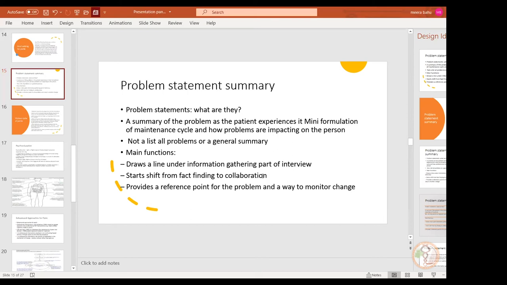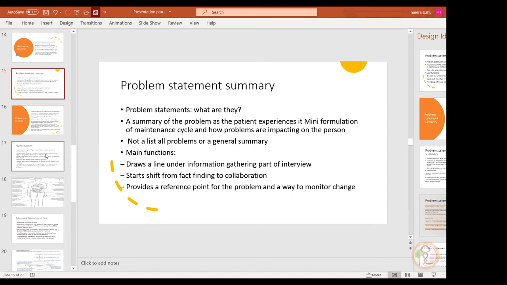Okay, so this is how we are going to do it. So that's the problem statement summary. You are summarizing using your five areas. You're talking about how this problem is impacting, and you are talking about how you're going to exit this problem by focusing on their behaviors. Okay.